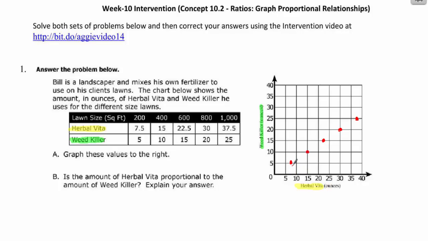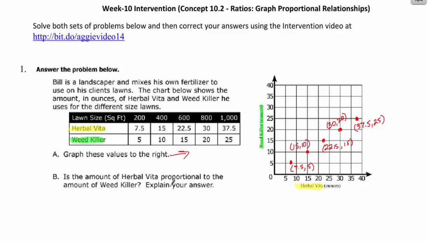The points we graphed, let's go back and label them. This was point 7.5, 5. This was point 15, 10. This was point 22.5, 15. This was point 30, 20. This was point 37.5, 25. So we've done part A. That's part A. Graph it to the right.